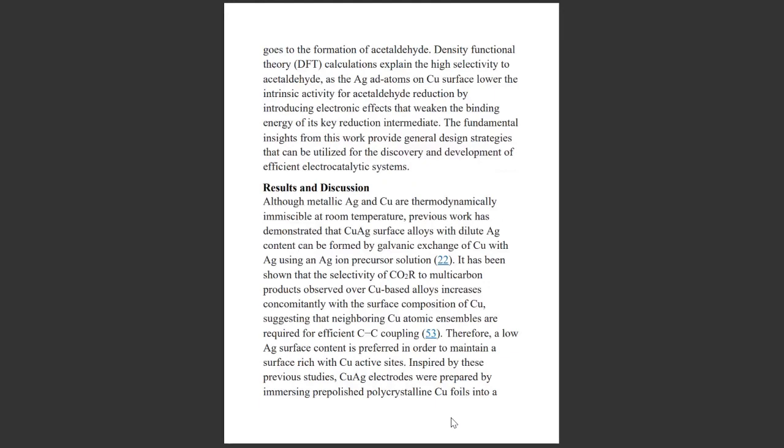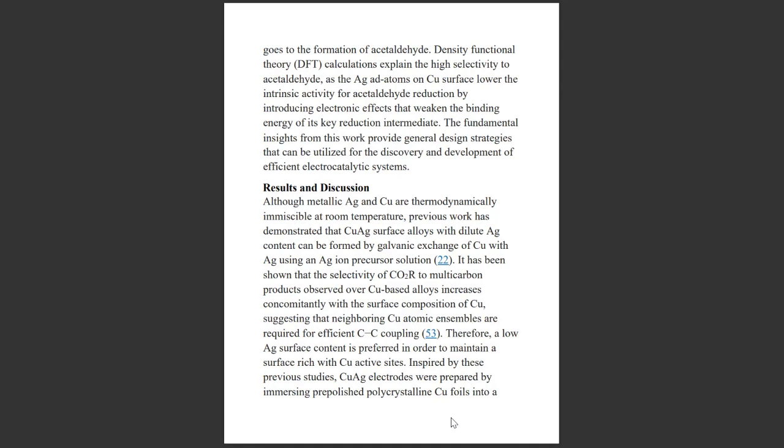Density functional theory calculations explain the high selectivity for acetaldehyde, as the Ag atoms on the copper surface lower the intrinsic activity for acetaldehyde reduction by introducing electronic effects that weaken the binding energy of its key reduction intermediate. The fundamental insight from this work provides general design strategies that can be utilized for the discovery and development of efficient electrocatalytic systems.